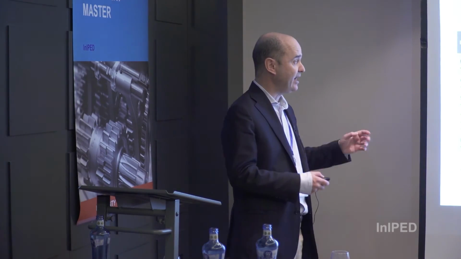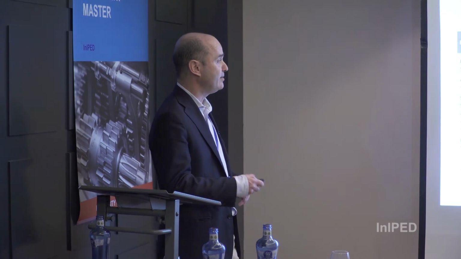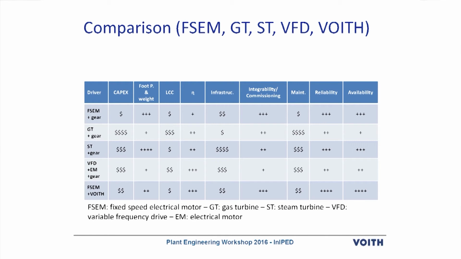So let's have a general look at the most established driving systems which are used in the oil and gas industry. We see the fixed speed electrical motor plus gear, gas turbine plus gear, steam turbine plus gear, variable frequency drive plus variable speed electrical motor plus gear, fixed speed electrical motor plus Voith.